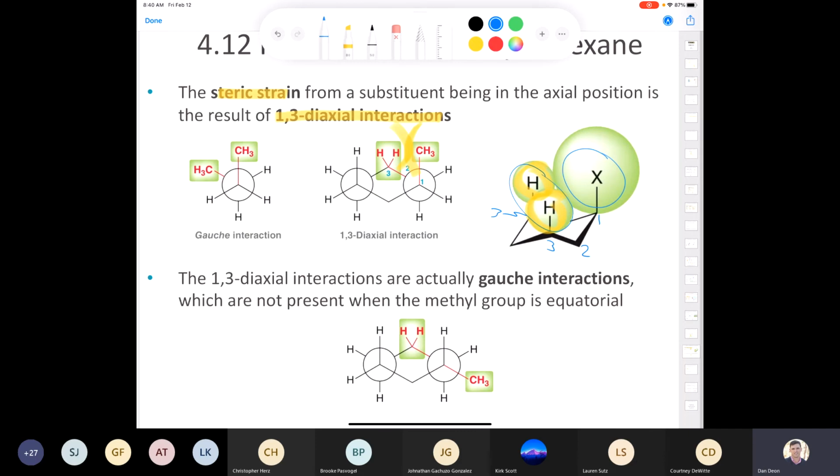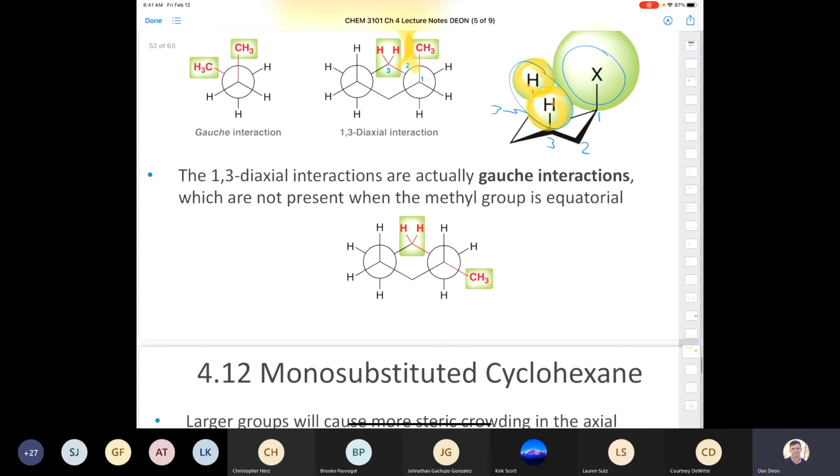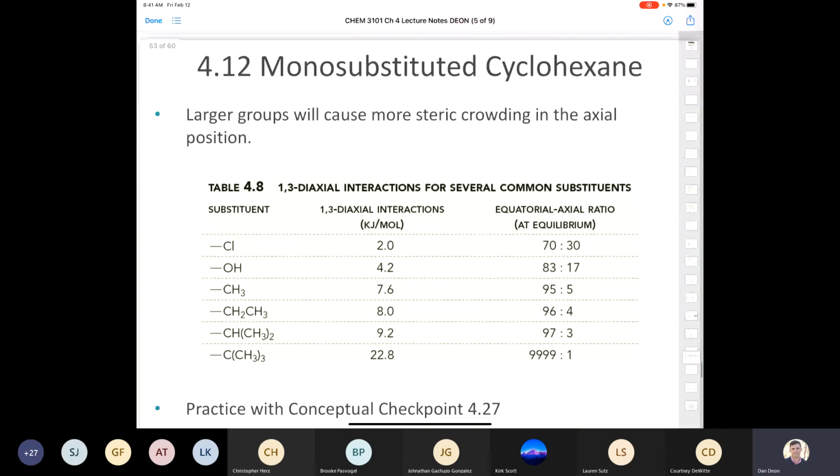Okay. What the heck is a 1,3 diaxial interaction? The 1,3 diaxial interaction is nothing more really than a gauche interaction. Okay. You don't have those 1,3 diaxial interactions when the methyl group is in the equatorial position. They're just gone. Okay. So that's why it prefers to be in the equatorial position.